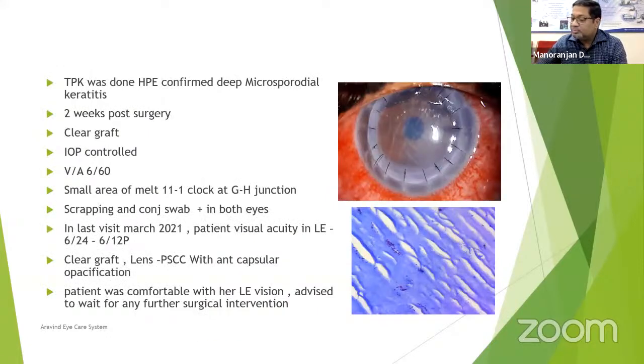PK was done. 2 weeks post-surgery, the graft was clear, IOP controlled, visual acuity 6/60, scraping and conjunctival swab positive for microsporidia in both eyes. At the last visit, in March 2021, the patient had visual acuity 6/24 improved to 6/12 partial. Graft was clear. Lens had opacity. As the patient was comfortable with her left eye vision, she was advised to wait for any further surgical intervention.